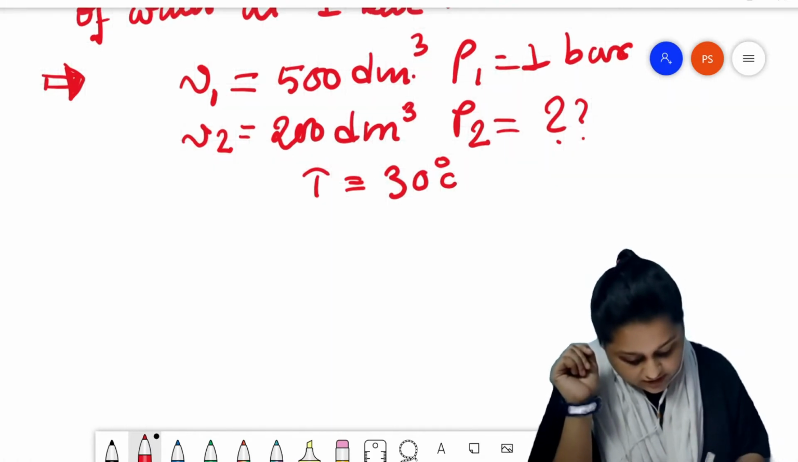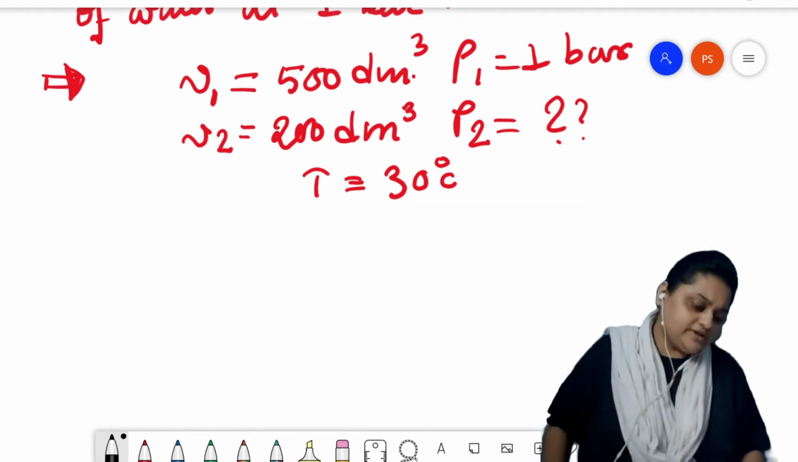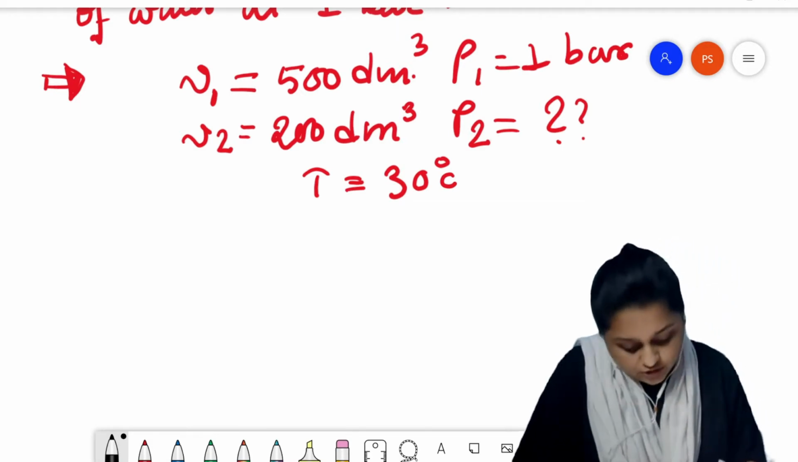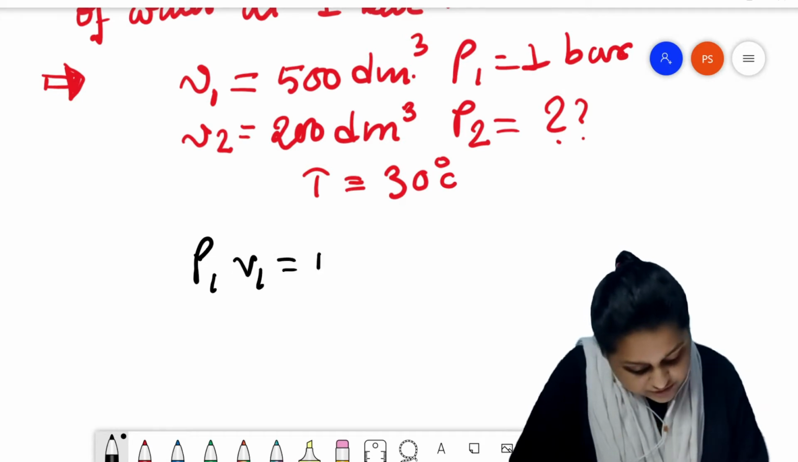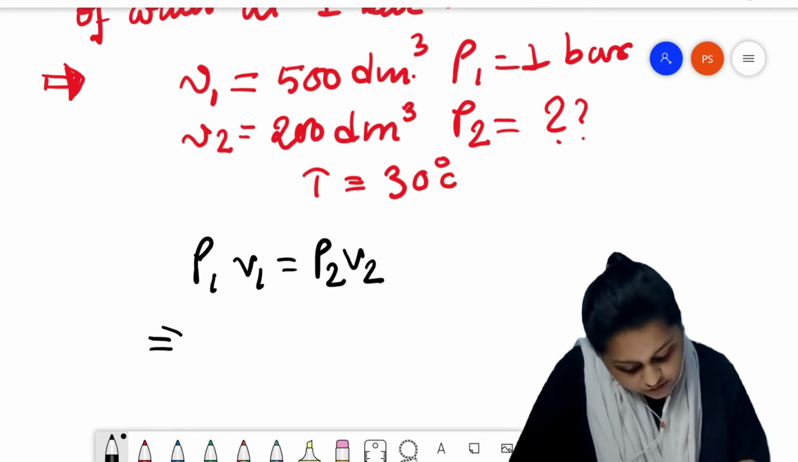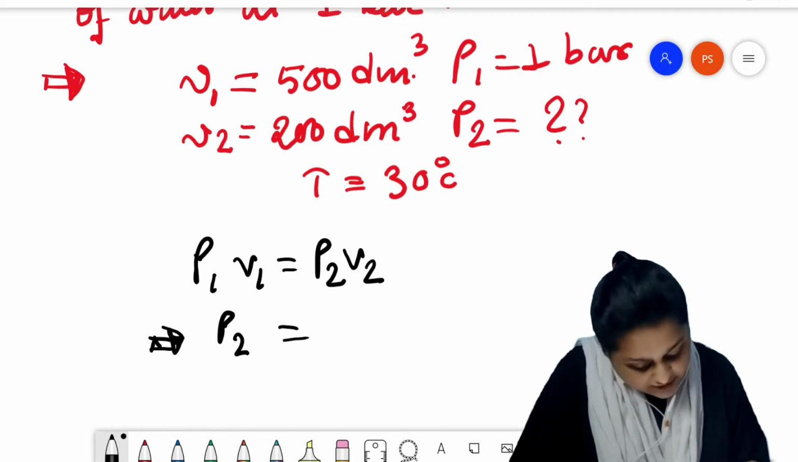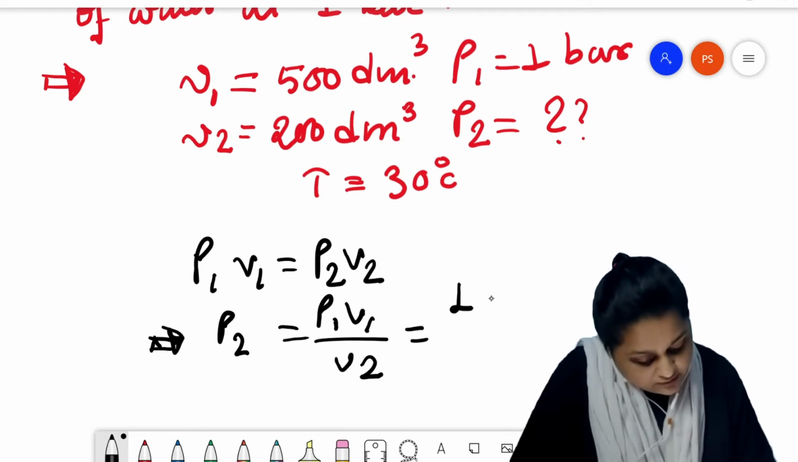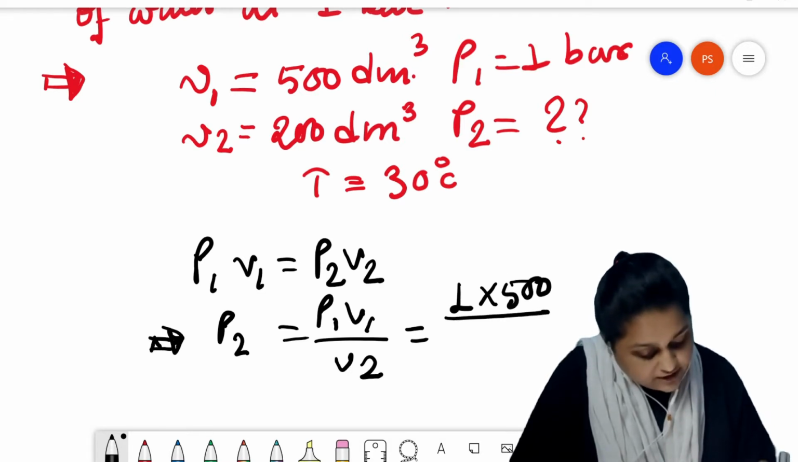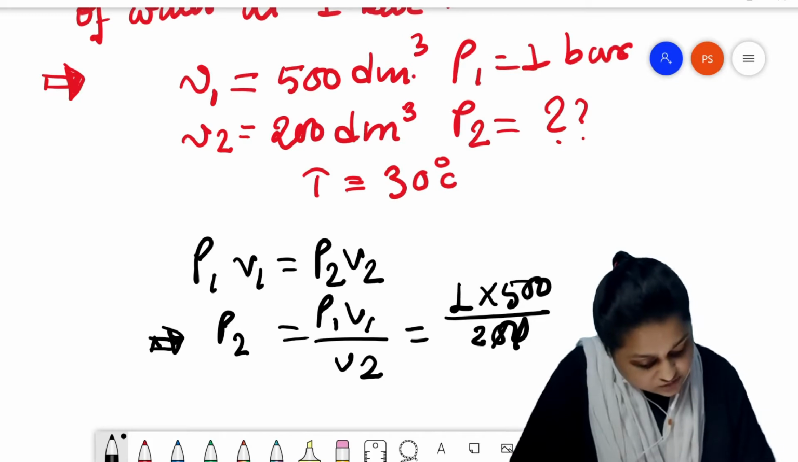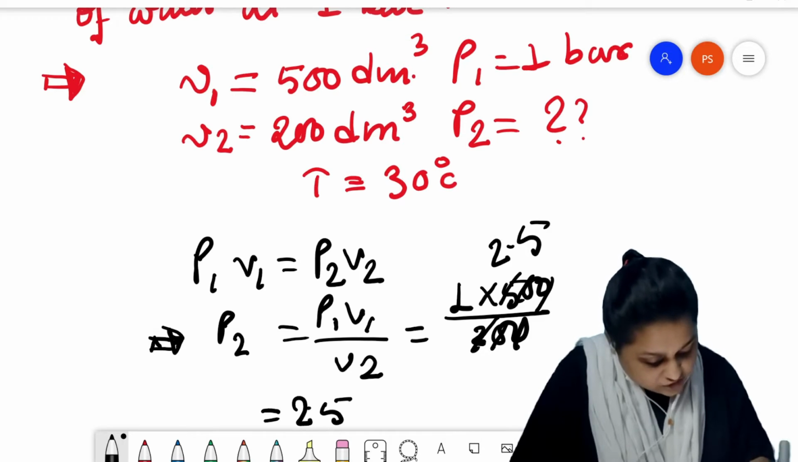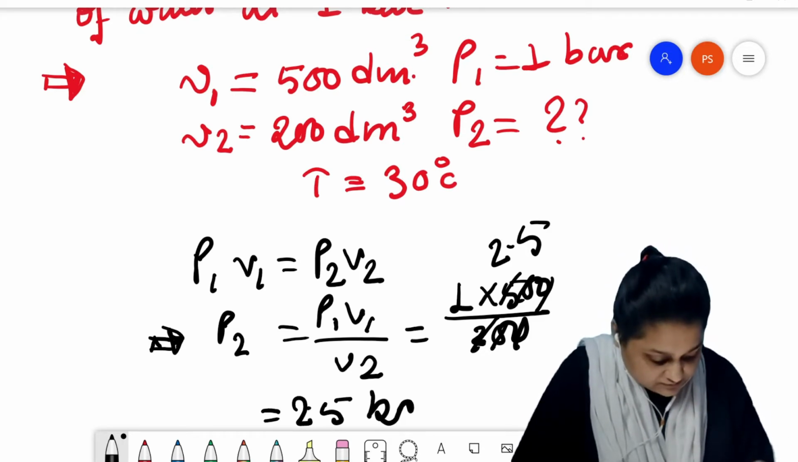So this is a question for Boyle's law, and Boyle's law says that P1 V1 equals P2 V2. Now we need to find P2, so we can transfer V2 to the left hand side and have P1 V1 by V2, that is P1 is 1 bar multiplied by V1, which is 500, divided by V2, which is 200. This will give the value of 2.5, that is the final pressure is going to be 2.5 bar.